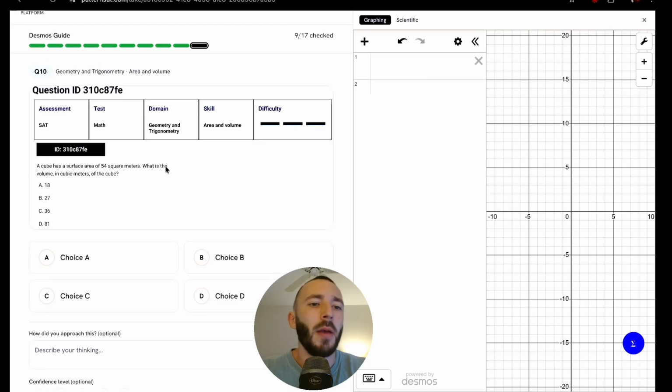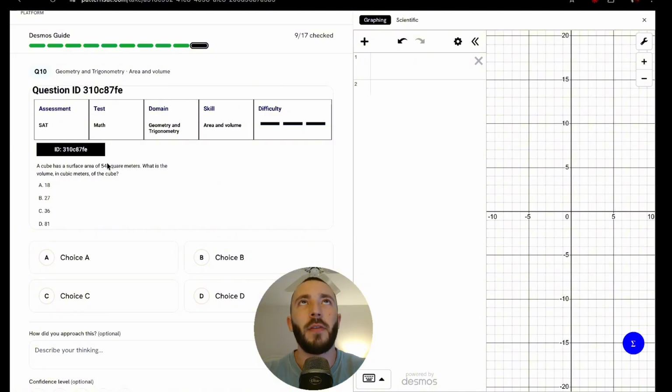Okay, this is not exactly a Desmos type of problem, according to most people, but I think this is where people are missing that actually a ton of problems can be solved using Desmos, even area and volume problems, which we don't typically think of as Desmos type of problems. But here we go. A cube has a surface area of 54 square meters.